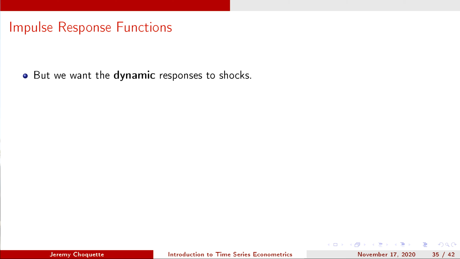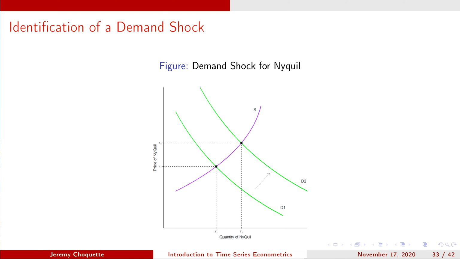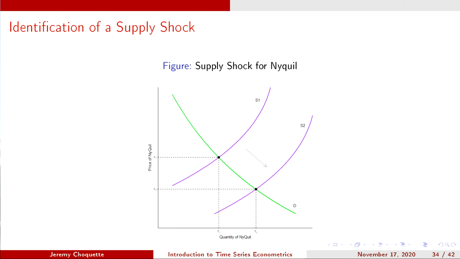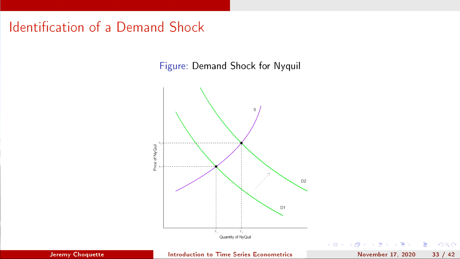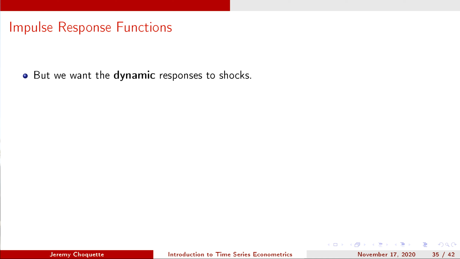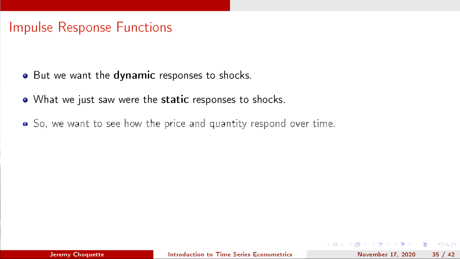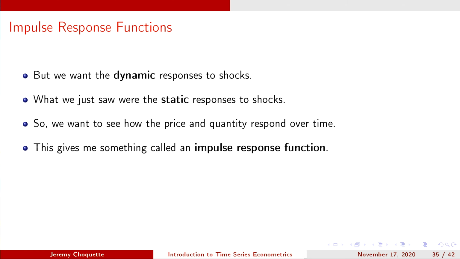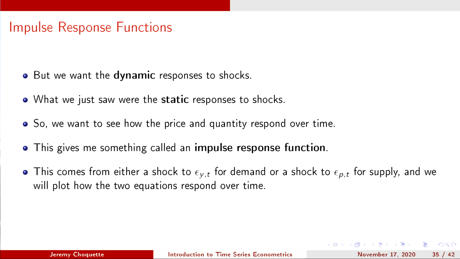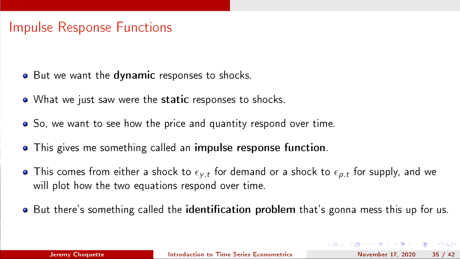But I want the dynamic responses to the shocks. These are static, right? There's no time period here. It's just, well, there is a time period. There's only one. There aren't multiples. I want dynamic. Sound like a petulant child. But what we just saw were the static responses. So if I want to see how the price and quantity respond over time, well, I need something called an impulse response function. And this comes either from a shock to that epsilon y, or epsilon p, and I will plot how the equations respond over time.